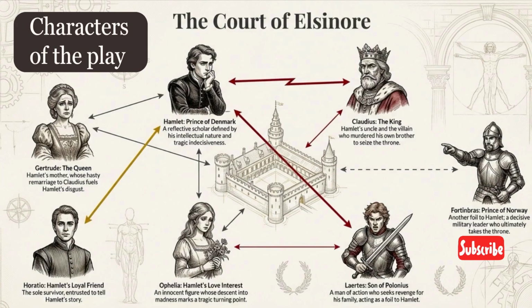Gertrude is the queen and Hamlet's mother. Her hasty marriage to Claudius is what fuels Hamlet's initial disgust for women. Other key characters include Ophelia, Hamlet's love interest, and Horatio, Hamlet's loyal friend and the sole survivor of the play. We also have foils to Hamlet like Laertes, who is Ophelia's brother, and Prince Fortinbras of Norway, who are men of action compared to Hamlet's hesitation.